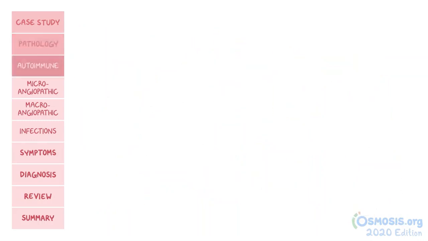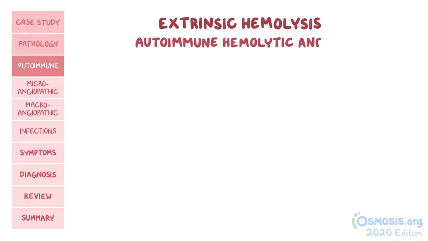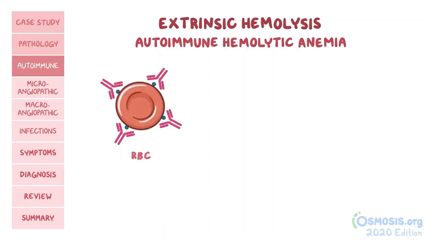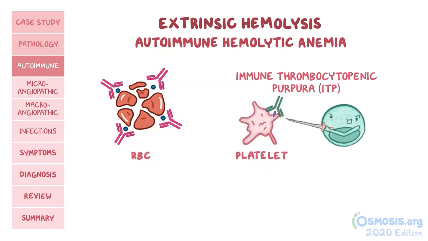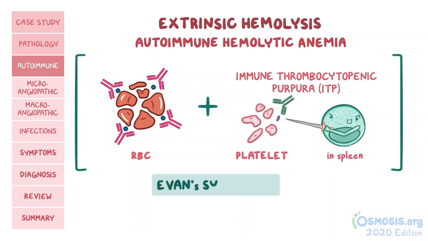Alright, so let's take a closer look at these different extrinsic hemolytic anemias, starting with autoimmune hemolytic anemia, where antibodies in complement are directed against red blood cells, leading to their destruction. It's like the red blood cell equivalent of immune thrombocytopenic purpura, or ITP, a disorder where autoantibodies bind to the platelet receptor and cause them to be targeted by immune cells in the spleen for destruction. In fact, some patients develop both conditions together, and that's called Evans syndrome.